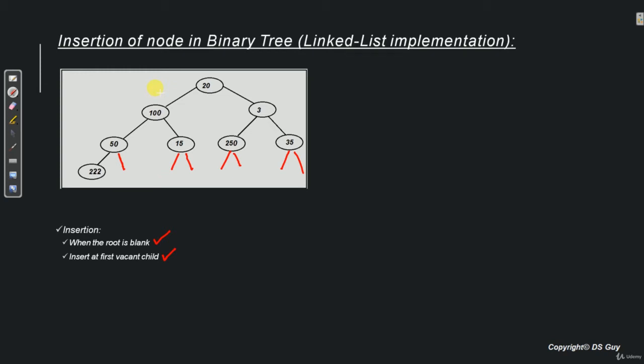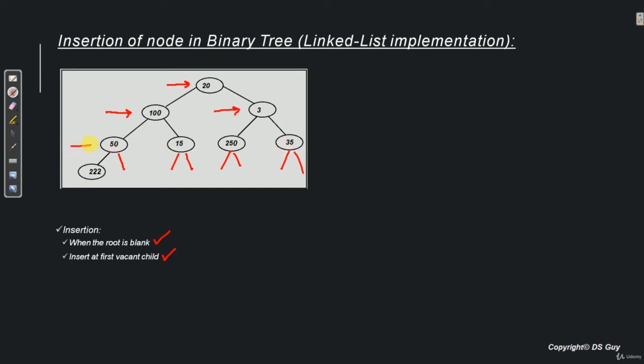So the answer to that is whichever node comes first while doing a level order traversal is considered as the first vacant child. Now when we are doing a level order traversal, we'll first see 20. Does it have both the children? Yes. So we can't insert a new value. So we'll go to the next level. We'll see 100. Does it have both the children? Yes. So we can't do anything. We go to the next node, 3. Does it have both the children? Yes. So again we can't do anything.